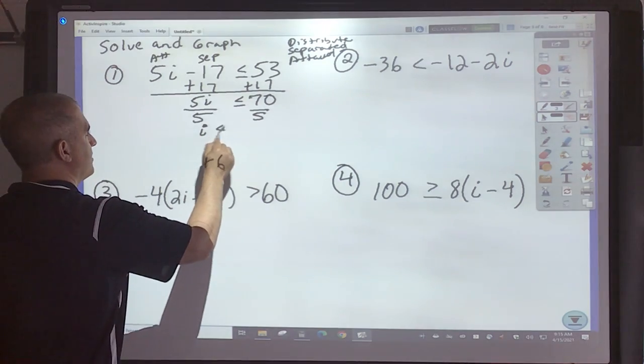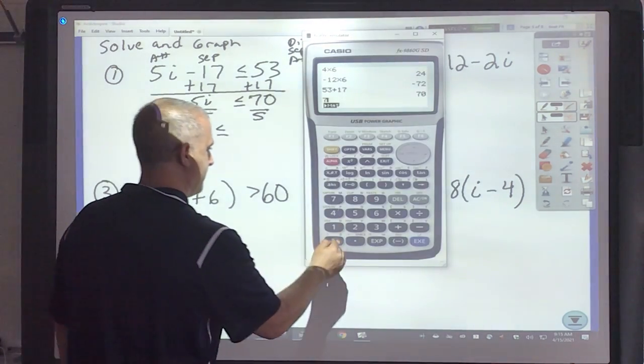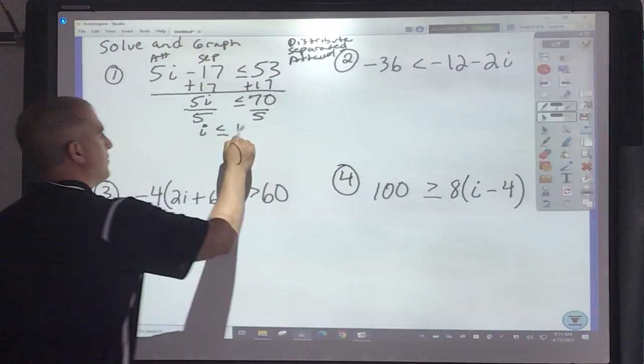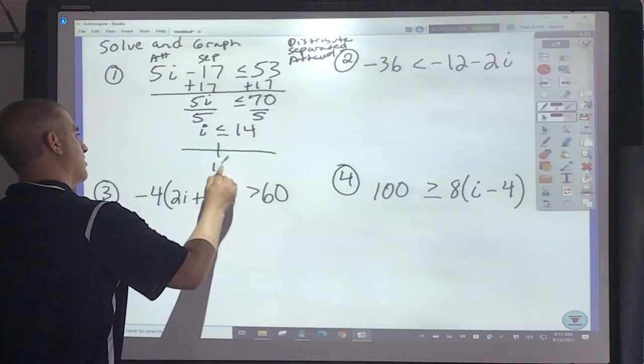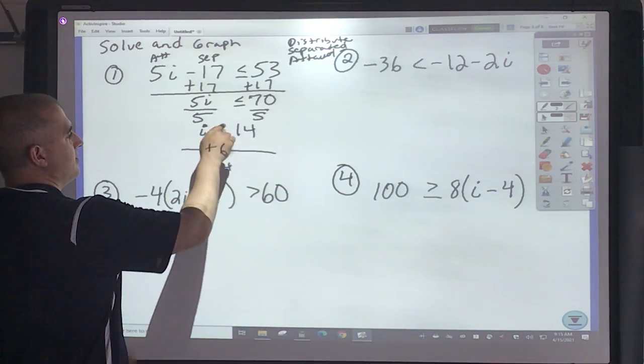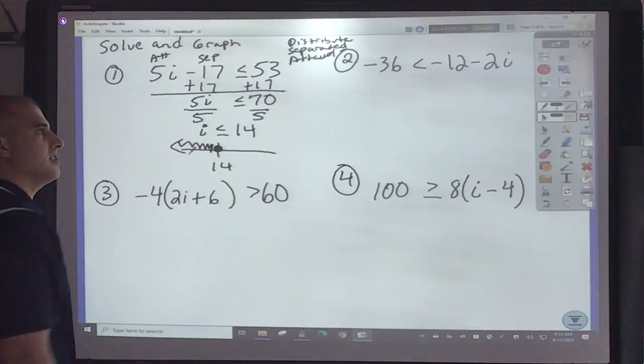This is i less than or equal to. Figure out what 70 divided by 5 is. It is 14. All right, closed circle here. And since it's eating the number, I would shade to the left.